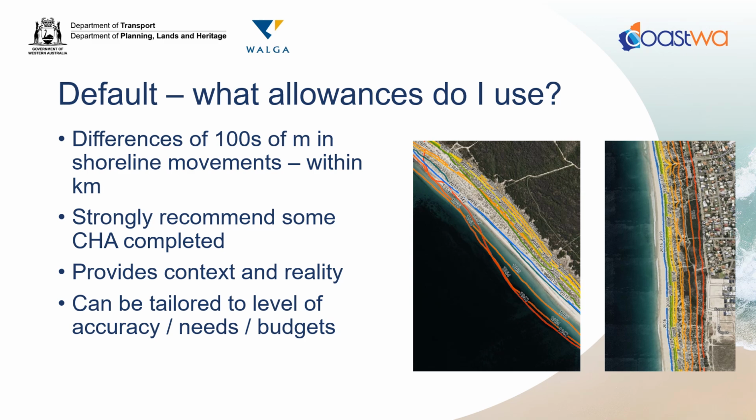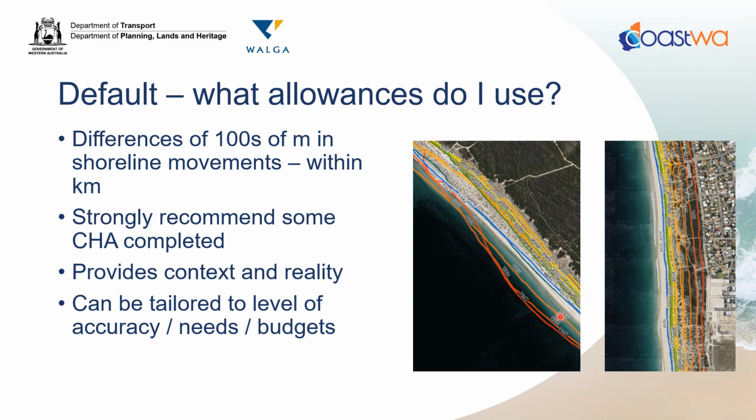So with that case of a default, if we're considering using a default coastal hazard assessment, well, what allowances do you use? You can have differences of hundreds of metres in a coastal hazard assessment or in shoreline movements within several kilometres. So these two snapshots of shoreline movements we've shown on the right-hand side here are from sections of shoreline within the city of Rockingham. So they're in the scale of 5 kilometres apart.